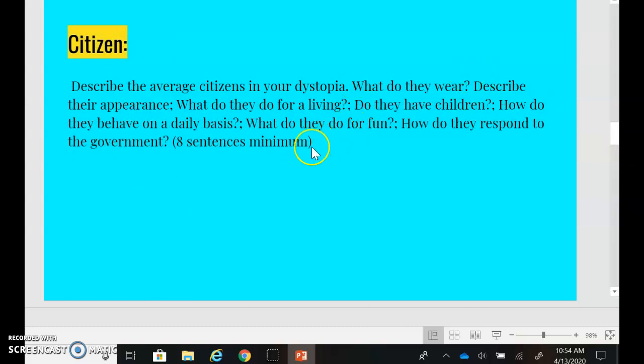All right, the citizens. Describe the average citizens in your dystopia. What do they wear? Describe their appearance. What do they do for a living? Do they have children? How do they behave on a daily basis? What do they do for fun? How do they respond to the government?